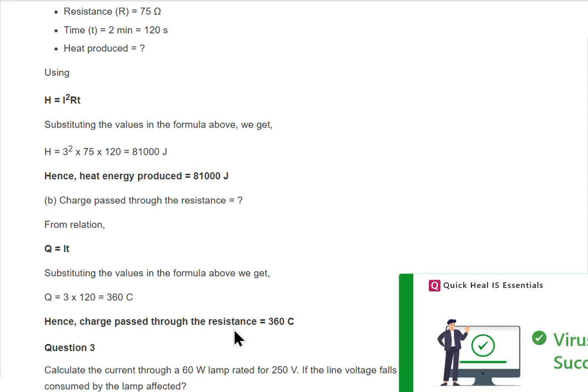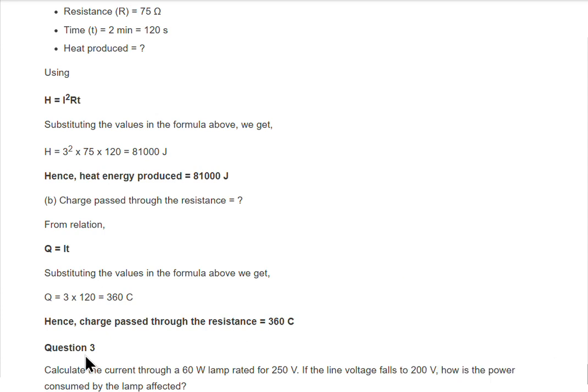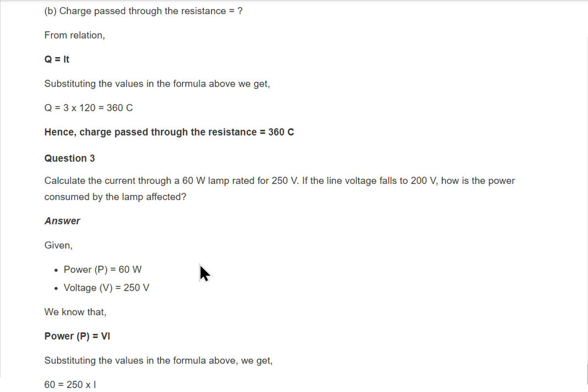You should understand the question and what the given conditions are. You should be able to write them down, and then use the formula, which we need to remember, and substitute. Heat energy produced, H, is equal to I square RT. Charge is current times time. That is the main point you need to remember. Next is question number 3.